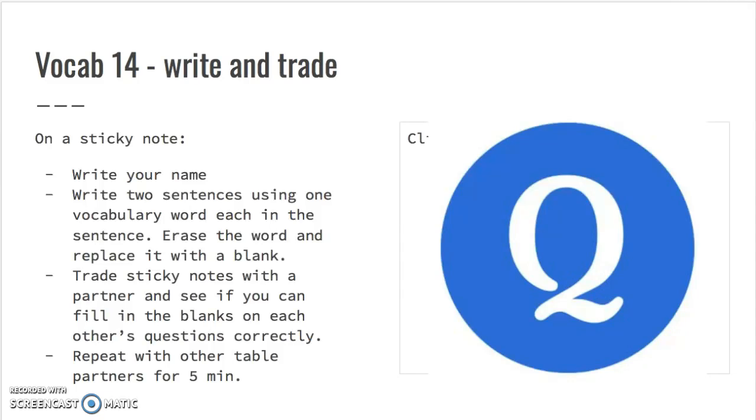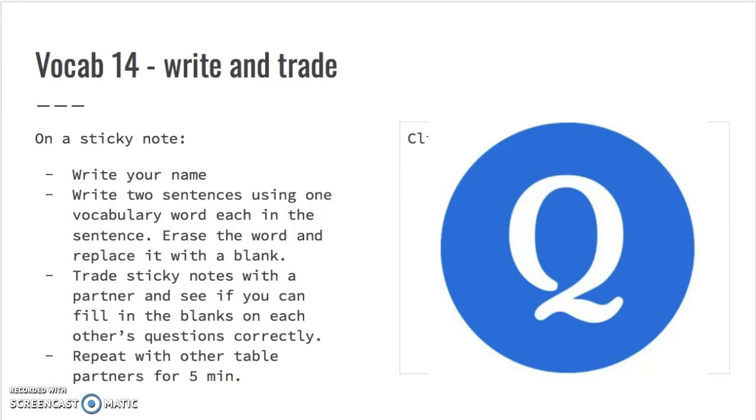Okay, so now that you've had a chance to look at vocab 14, what I'd like everyone to do is to get a sticky note, write your name on it, and then write 2 sentences using the vocabulary word in each sentence. So 2 different vocabulary words, 1 for each sentence. And then once you've got a satisfactory sentence on that sticky note, 2 sentences on that sticky note, erase the word and replace it with a blank so that you have what mimics the test to complete the sentence.